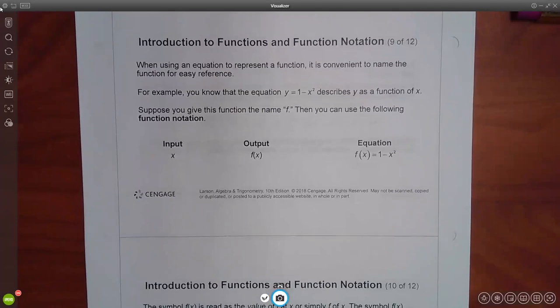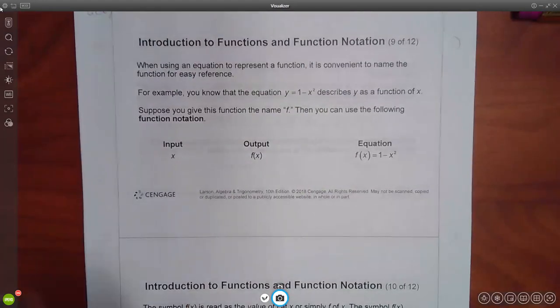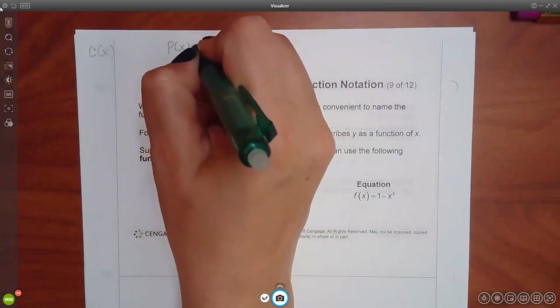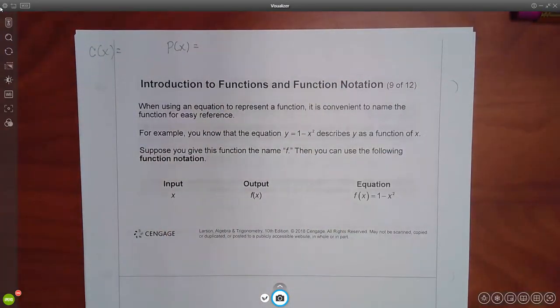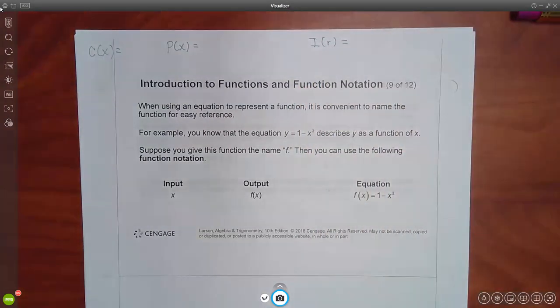So it says, when using an equation to represent a function, it's convenient to name the function for easy reference. Most of the time we use f for the function, right? But sometimes you might see, like, if they say the cost, you might see that kind of representation, c of x. Sometimes you might see profit, and the function looks like this. I think in that one problem, they showed I. It could be written like that, because the I depends on the r.